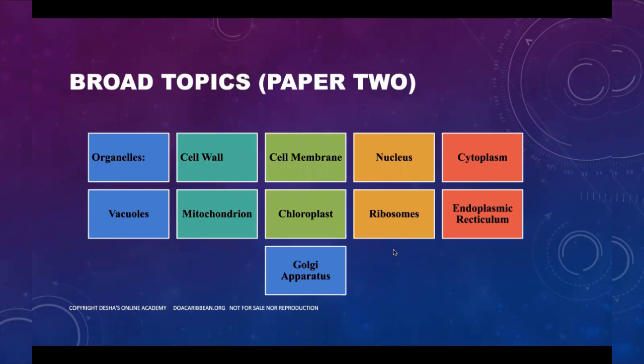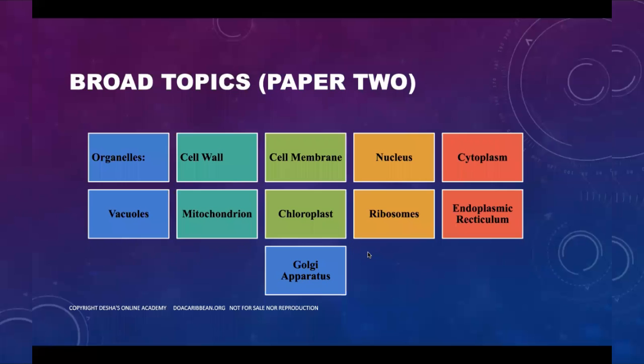Next, we have the chloroplast, only found in plants. Chloroplast, I just spoke about it during the process of photosynthesis, contains the pigment chlorophyll, which makes it green, and it is basically the photosynthetic machinery of the plant. Next, we have ribosomes. Ribosomes make proteins.